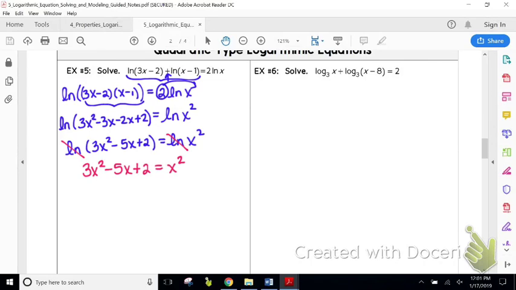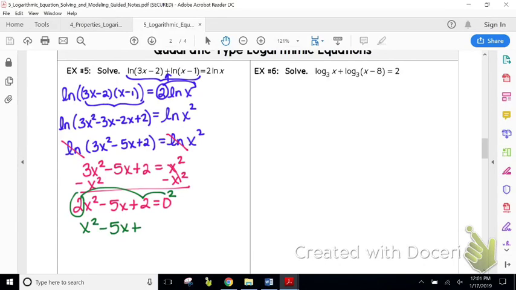How? Bring it over, and yeah, you have to make it equal to 0. So 2x squared minus 5x plus 2 equals 0. And you can either factor or you can use your quadratic formula, right? Alright, so if we're going to factor, let's do that.